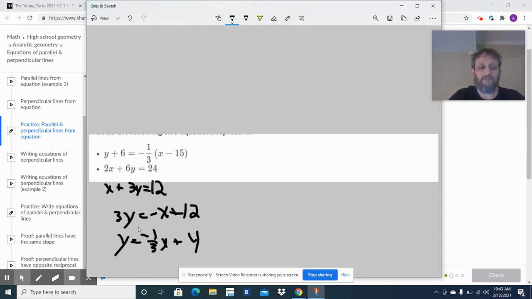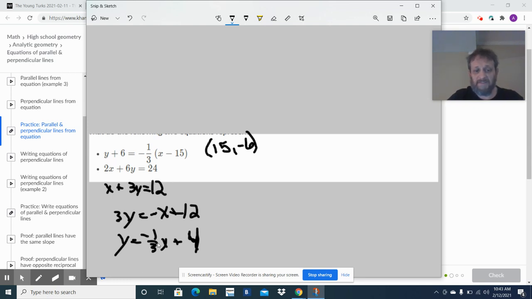Now, I need to make sure they're not the same line. How I do that is the point that's told to me here for this line is the point 15, negative 6. I need to make sure that point is not also on this line. And by the way, that's not a y, that's a 4. If this point is on this line, then they're the same line. If it's not, then they're parallel.